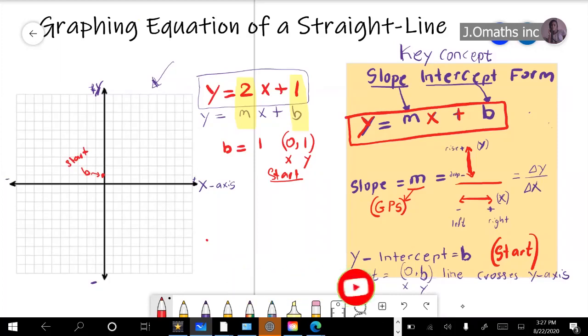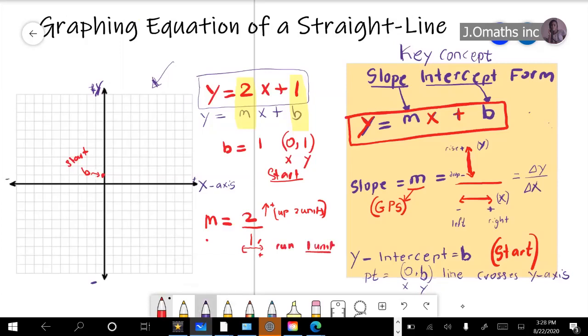The next is the slope, the GPS. How do we go from the beginning point? Our slope is 2. Remember, the slope is always in the form of a fraction, and we can make 2 a fraction by dividing by 1. The slope tells us we're rising, because 2 is positive. So from the starting point, we go up 2 units, and we run to the right because 1 is positive. We run 1 unit.